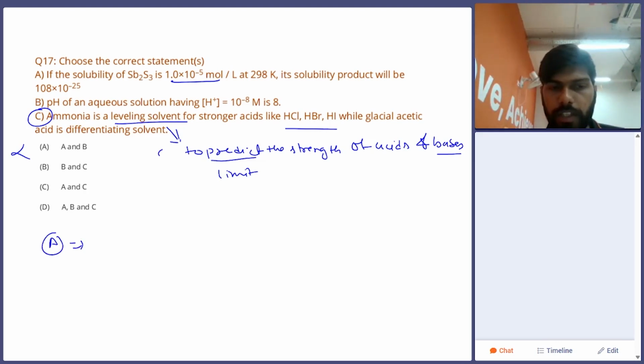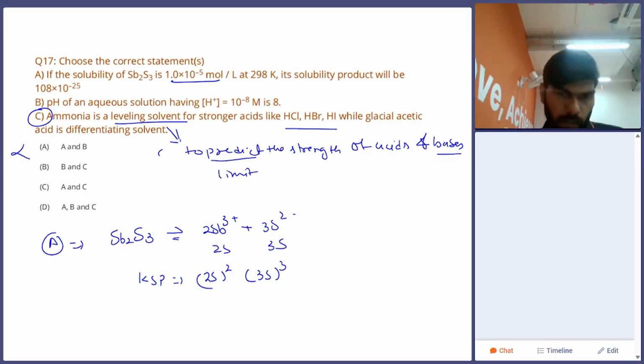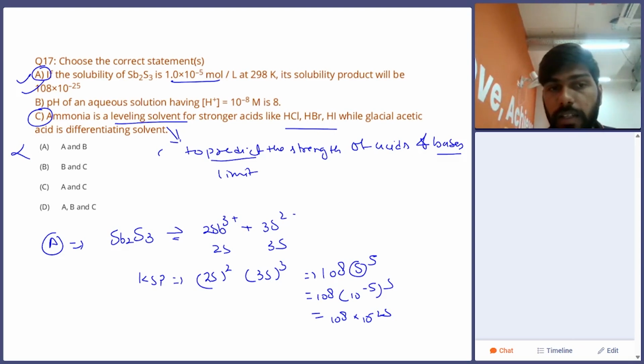Now for option A, the solubility of Sb2S3, if you dissociate it, it becomes 2Sb3 plus and 3S2 minus. This is 2S, this is 3S. Ksp equals 2S to the power 2 times 3S to the power 3. When you solve, it is going to be 108 S to the power 5. The S value is already given, so it is 108 into 10 to the power minus 5 to the power 5, that is 108 into 10 to the power minus 25. So option A is also correct. Wherever option A is not written, you have to exclude that in your mind. This is also wrong.